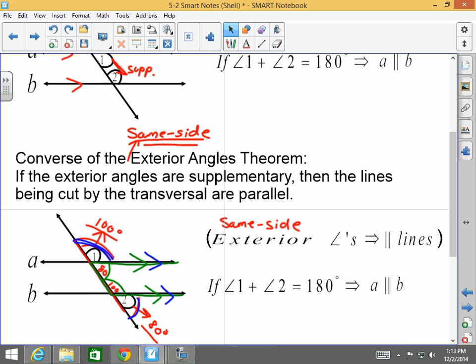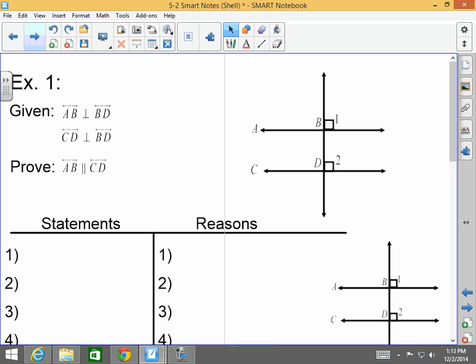So same side interior and same side exterior, same concept. If the same side interior angles are supplementary, the lines being cut by a transversal are parallel. If the same side exterior angles are supplementary, then the lines being cut by a transversal are parallel. Okay? And that's it. Now let's get to it.